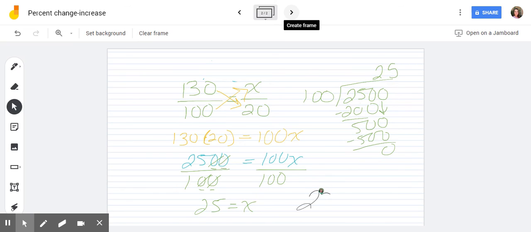You will now practice setting up your percent bar, your strip diagram, and then solving for each one of the given percent increases.